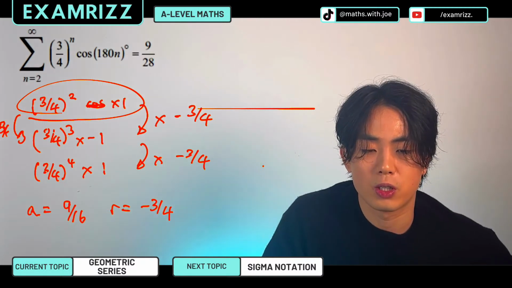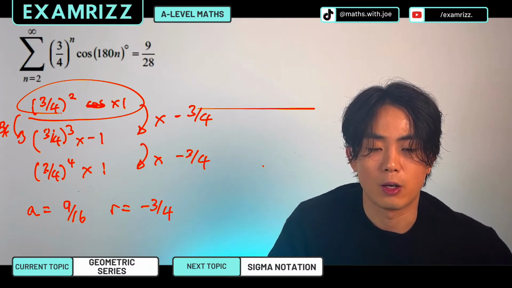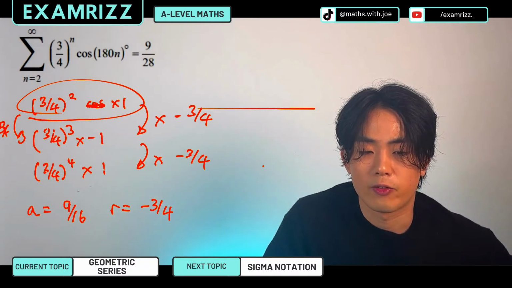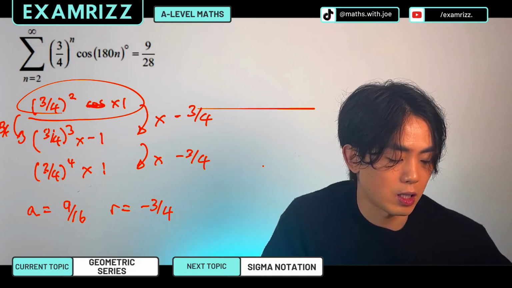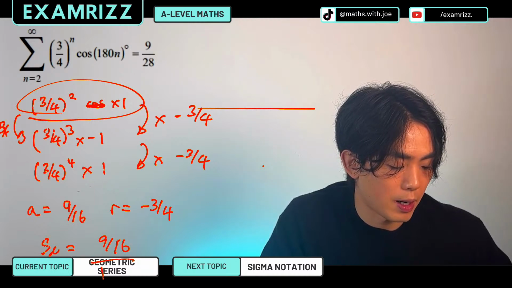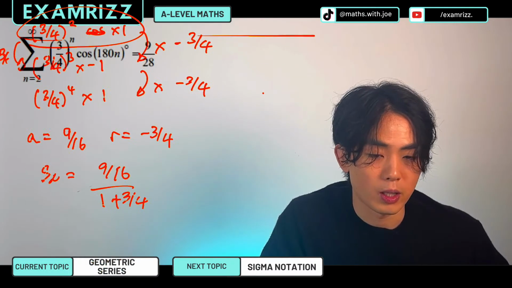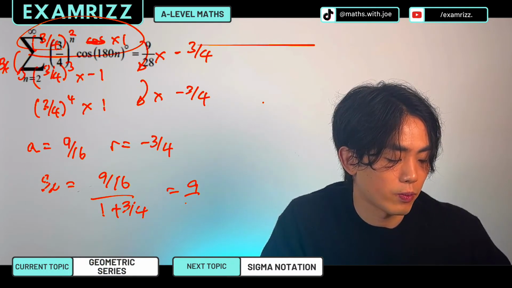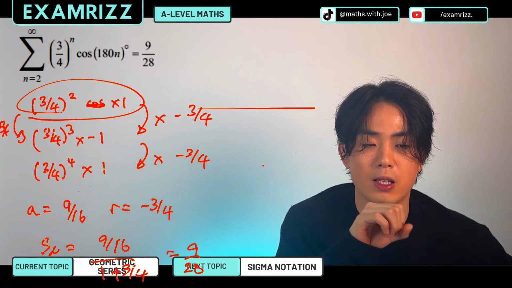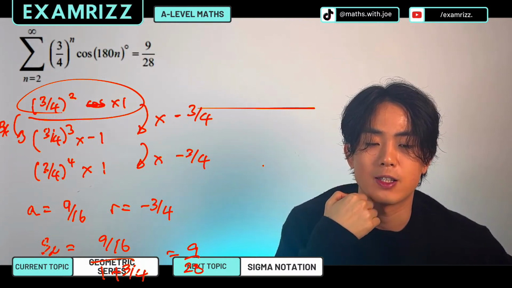So from this initial sigma notation question, we have now changed it into an arithmetic or geometric series, in this case geometric. And since it goes to infinity, I simply have to do the sum to infinity, 9 over 16 over 1 minus minus 3 over 4, which is 1 plus 3 over 4, and this turns out to be what they want us to show, 9 over 28. So at first glance, it does look very difficult, but my advice is to simply plug in n values from the smallest n, and you should hopefully see a pattern.